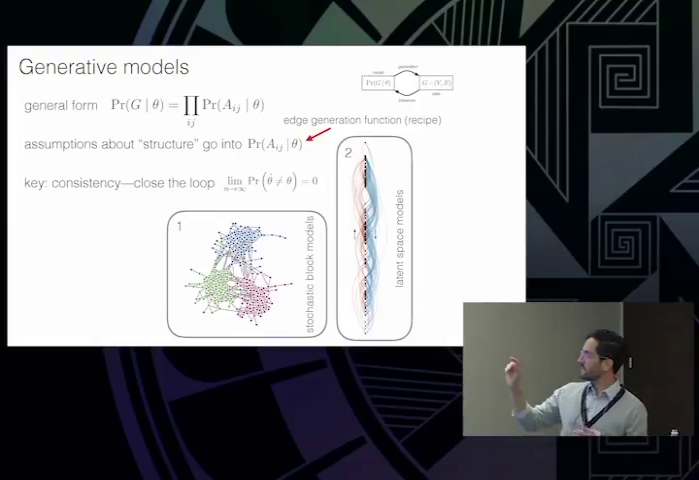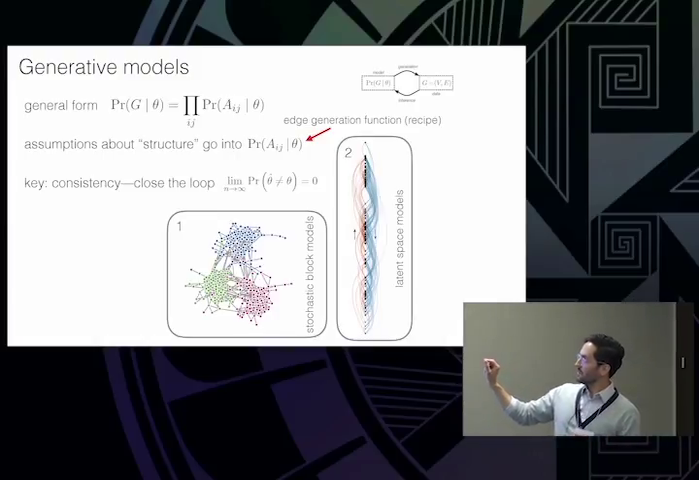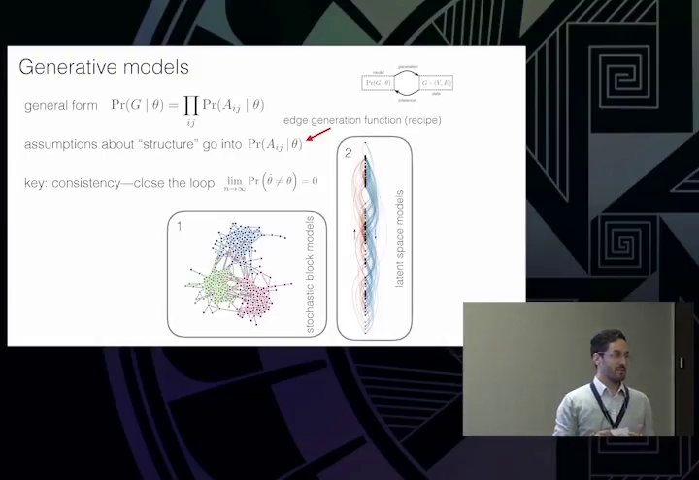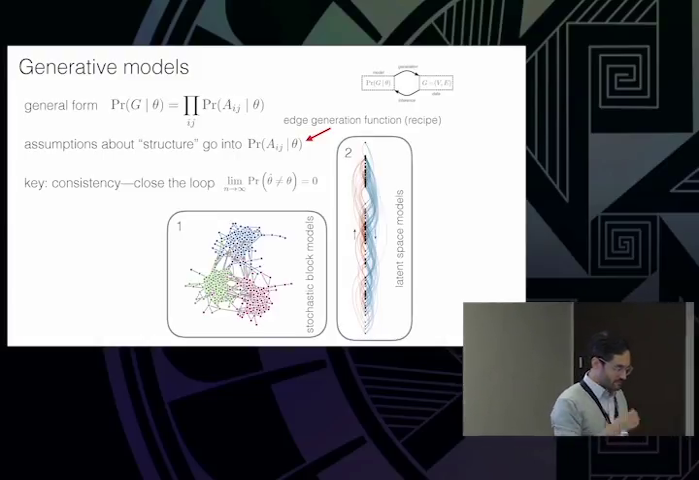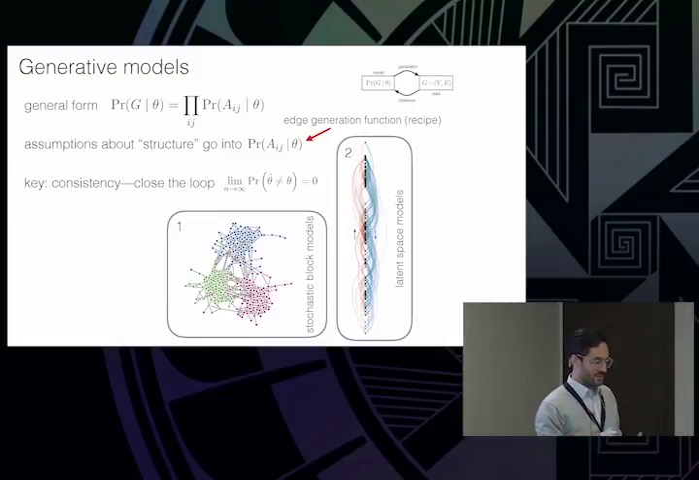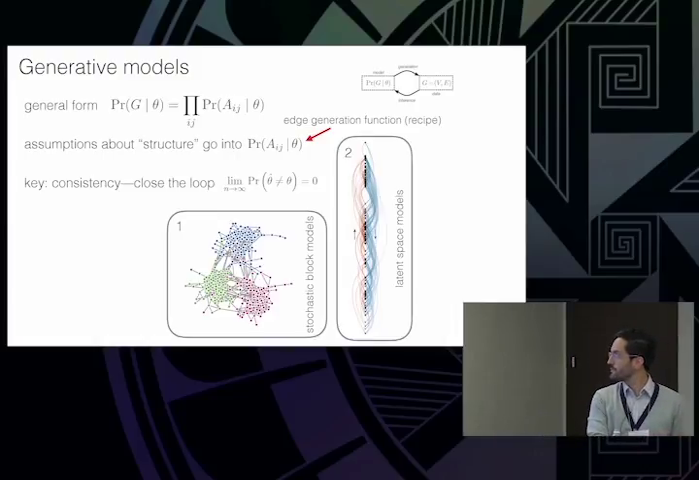And as it turns out, this conditional independence, this general form on the top, is the only way that we have some hope of getting there. So there are two main categories that I'll tell you about. One is stochastic block models, which we spoke just a little bit about, and the other is latent space models. So let's dig into these.